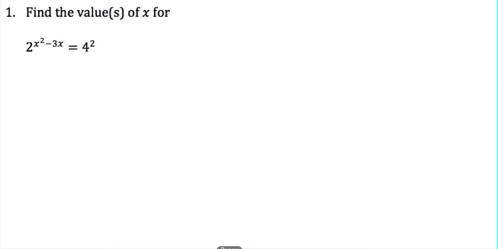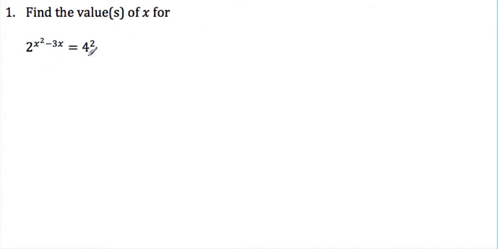Hello class, so we'll be looking at the 7 more practice questions here. So the first question, as you can see, is an exponential equation. Basically what we have to do is make the bases the same. We can see that the base would have been 2 here.